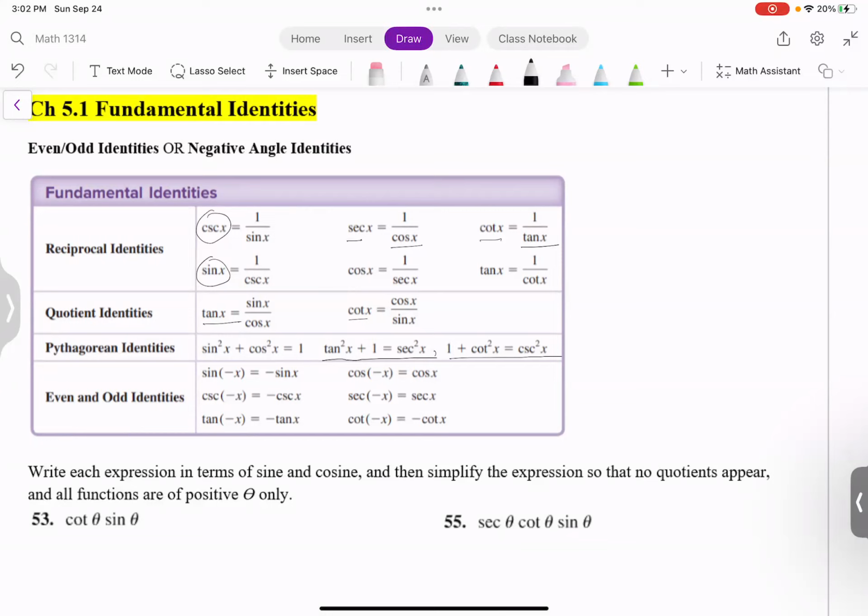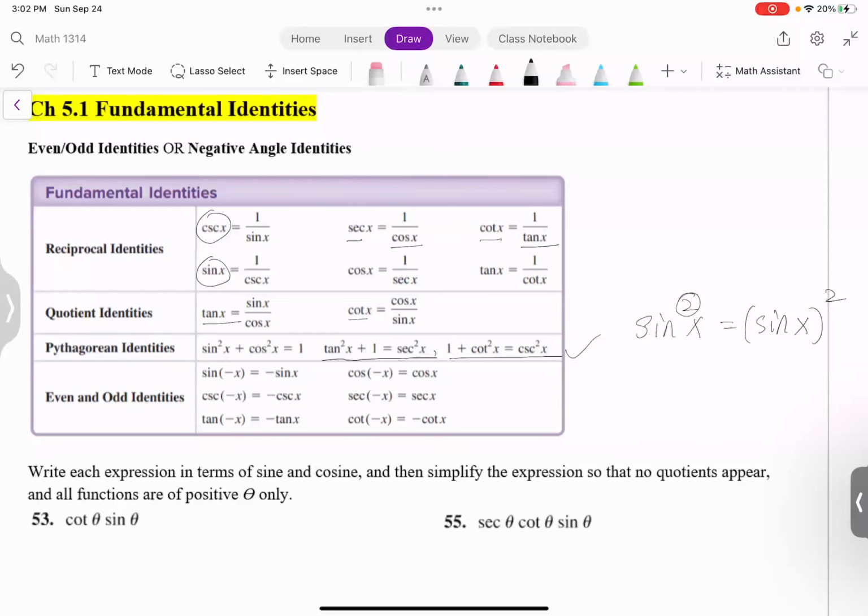So we will use the Pythagorean identities a lot in chapters 5.1 and 5.2. Okay, so what's the meaning of sine x squared? This has the same meaning as sine x, all of it squared. So remember that this square represents squaring the sine x.